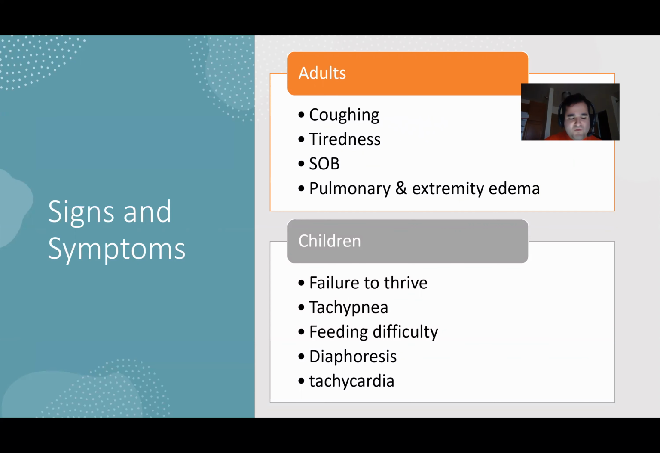I'd also like to note that for older children with congestive heart failure, we'd see similar signs as adults would, but that's a lot more rare, as children that are closer to adolescence don't have congestive heart failure as much. Sorry, jumbled my words there.